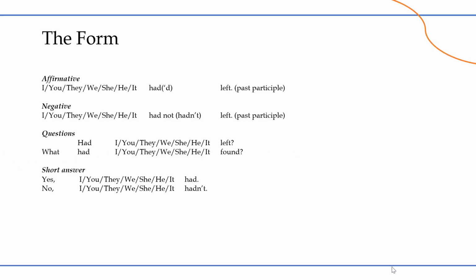In this video, we're going to learn about past perfect. Here is the form of past perfect. The first one is affirmative. The form of affirmative: the subject, I, you, they, we, she, he, it, and then had. Had can be contracted into 'd, and then after had is the past participle.